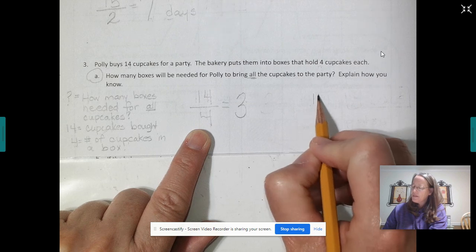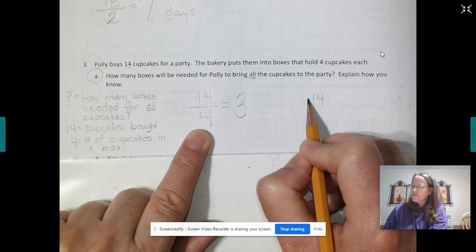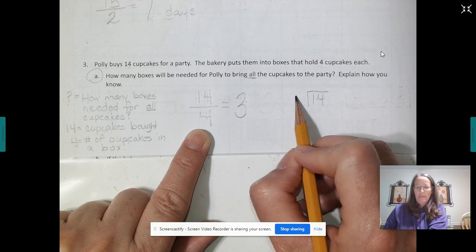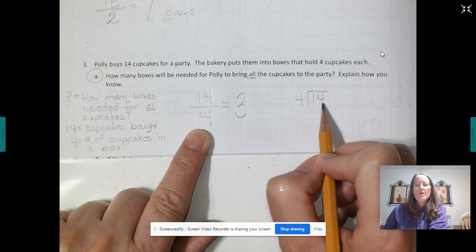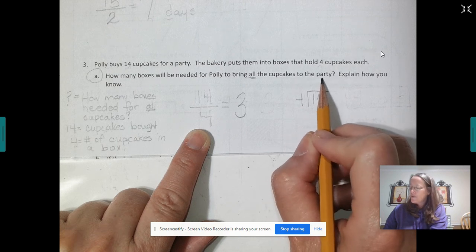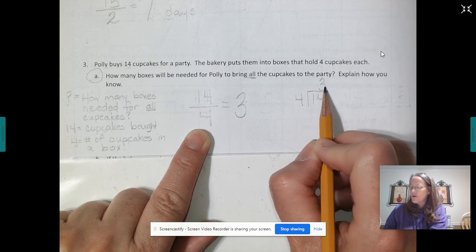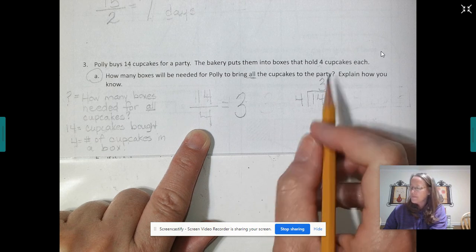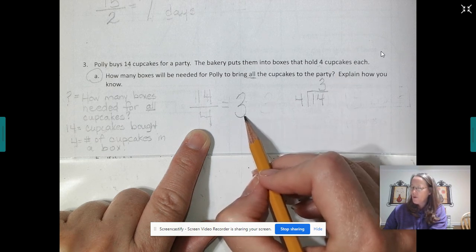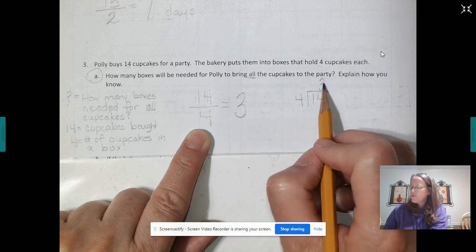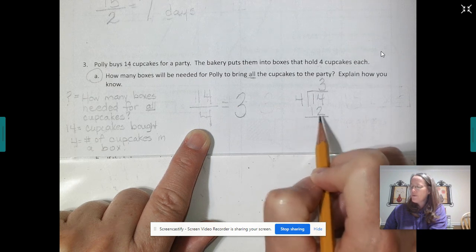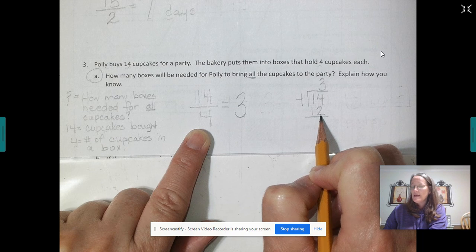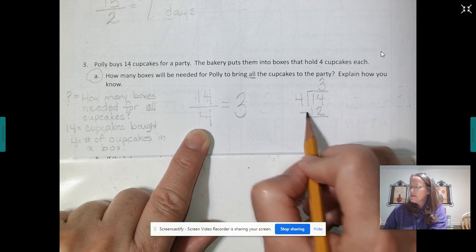I'm going to stop right here and I'm going to show you something so that you really understand this. Let's look at this division as a standard algorithm. Okay, 14 divided by 4. 4 goes into 14 3 whole times. There's our 3 whole boxes. 3 times 4 is 12. I've put those 12 cupcakes in those boxes. Subtract.